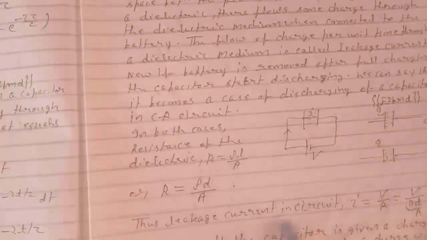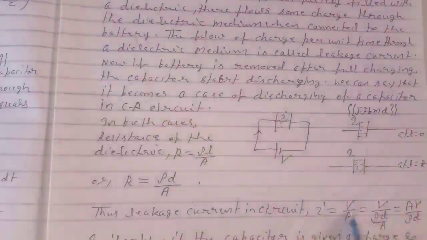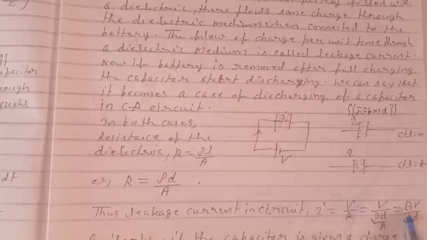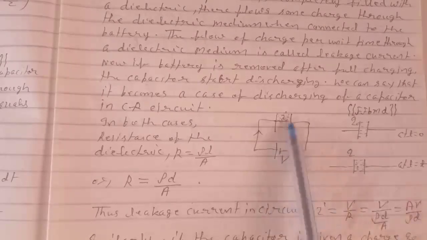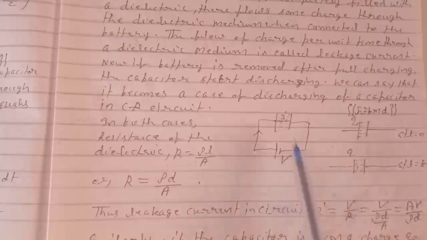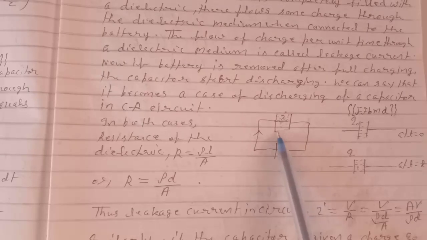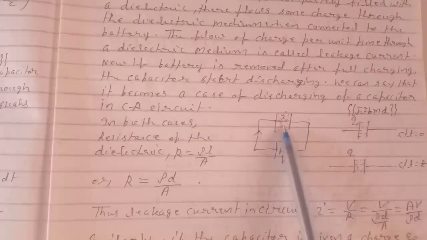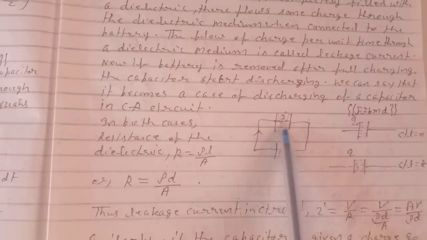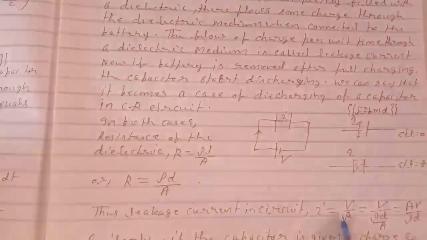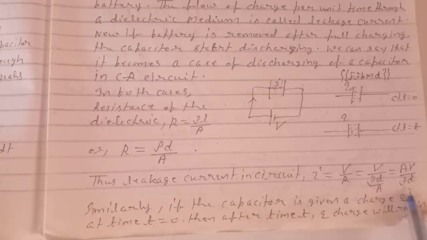Thus the leakage current in the circuit is I equals V by R, or V by rho D by A, or A V by rho D. Because the potential difference across this is V and the leakage current is I, using the formula, the resistance is R. The dielectric material is given, so R will be rho D by A, because this distance is D. In place of L we have used D. So I equals V by R equals V by rho D by A, which is A V by rho D.